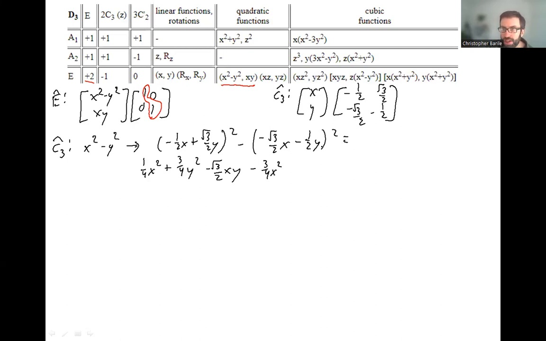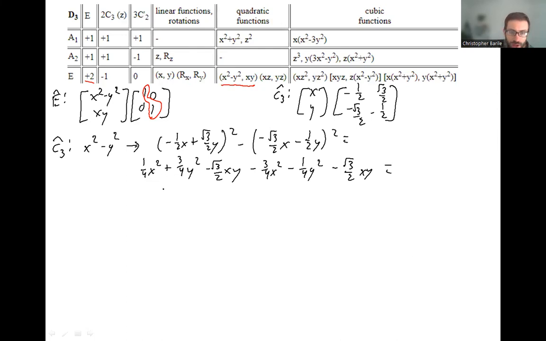This last component here is going to be negative 1/2 y times negative 1/2 y, which is positive 1/4 y squared, but we have a minus there. So minus 1/4 y squared. And then our last component, we have two negatives times one another. It's going to be root 3 over 4, but we have two of them. And so that's going to get root 3 over 2. But then we have a minus. So we get minus root 3 over 2 xy.